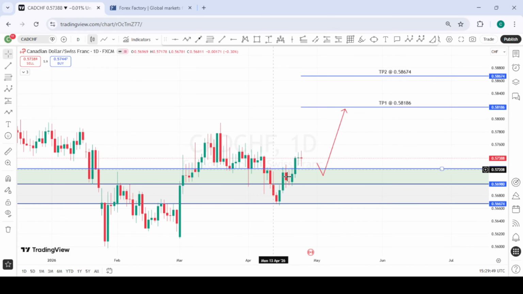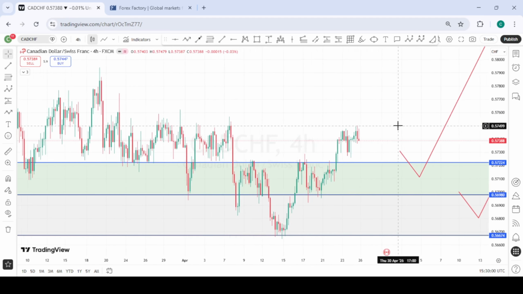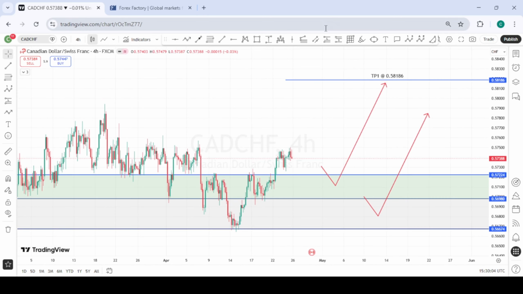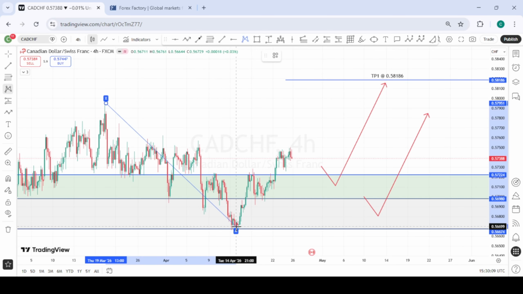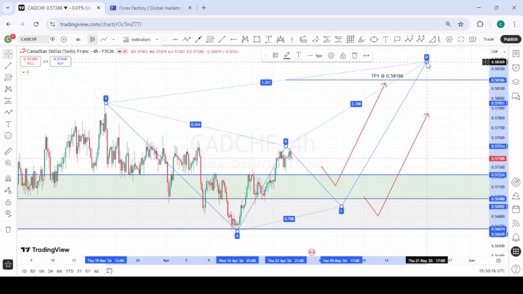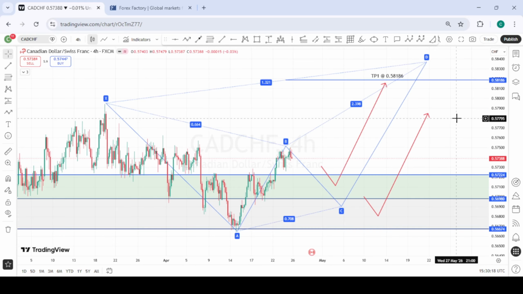We are waiting for a possible pullback into the area of interest, either this first area of interest or the second area of interest below. And we look for buying opportunities from there to the upside. If this happens, we're likely going to see a possible harmonic pattern formation, which we are going to have this as X, A, possible B leg. We look forward to a possible C leg, then we look forward to the D leg all the way up. So this is likely going to happen on CADCHF for the coming week.